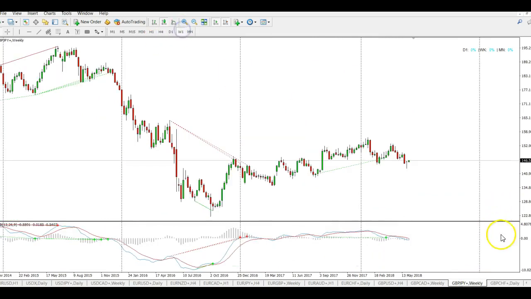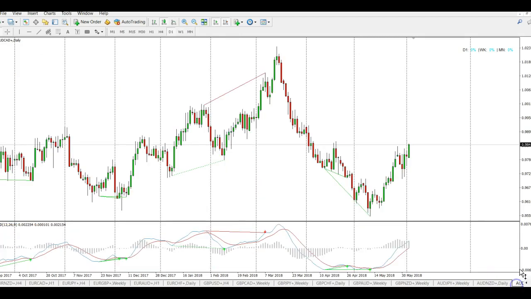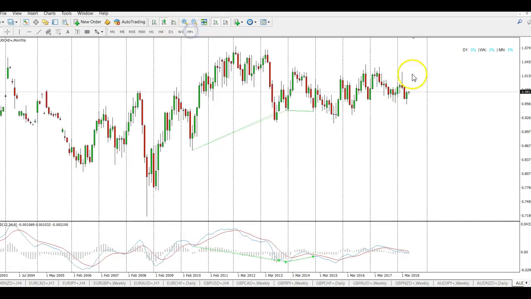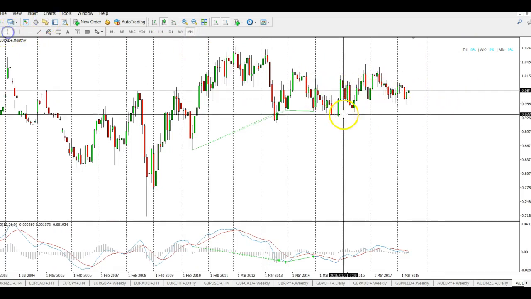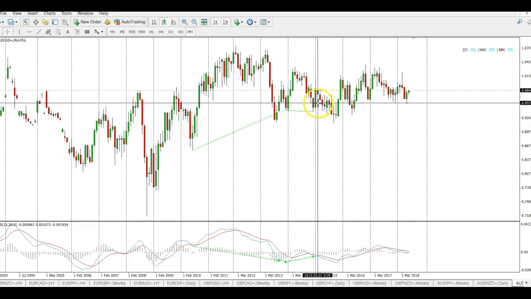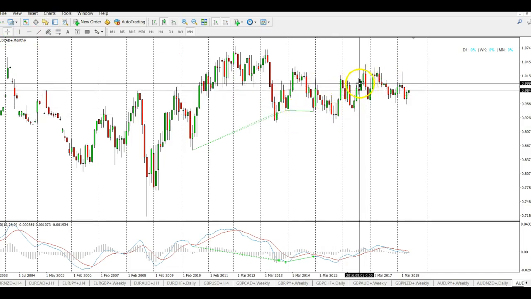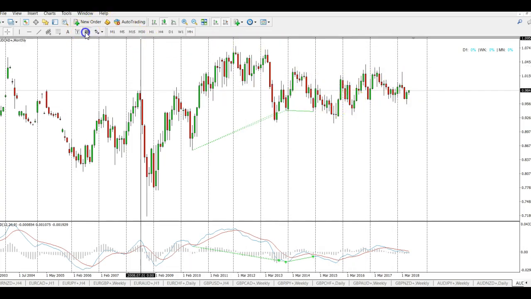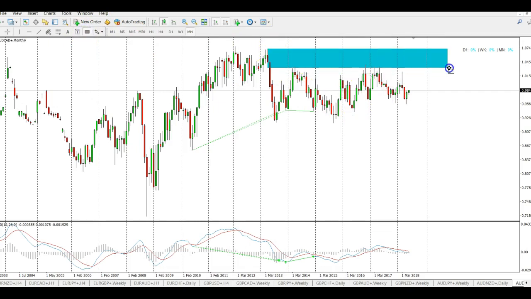Let's look at the Aussie USD. Had some good news today on it, but if you look at the monthly, it's been sort of in this range since how long? 2015. Let's draw these monthly areas here. So this monthly area here, price has come down and tested.